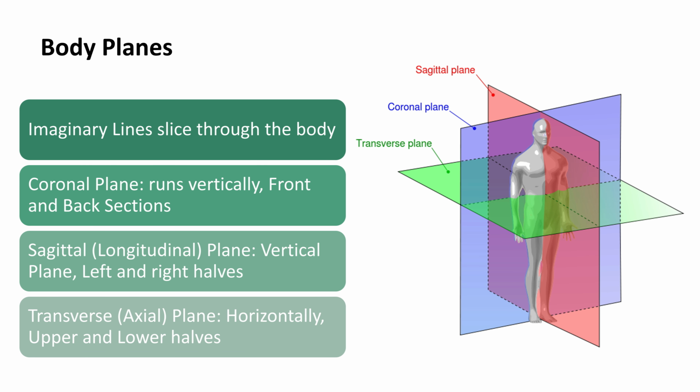So your body planes, these are going to be imaginary lines that slice through the body. Your coronal plane runs vertically, front and back sections. Sagittal is going to be your longitudinal plane, a vertical plane, left and right halves. Again, that's at your midline. Your transverse plane is horizontally upper and lower. That cuts your body completely in half.